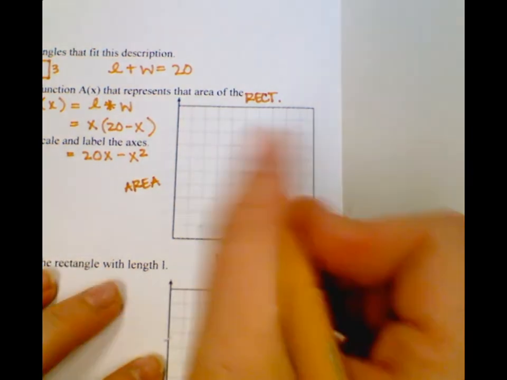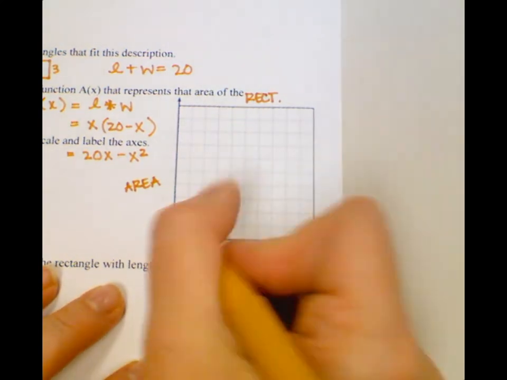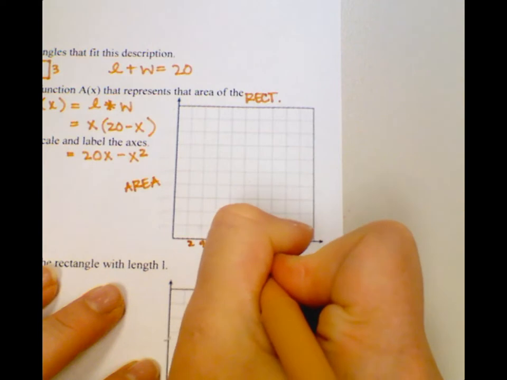Now, down here, I think I'm going to count by, what are you guys thinking? You want to count by 2s? 2, 4, 6, 8, 10, 12.